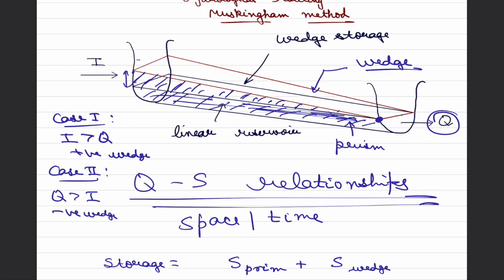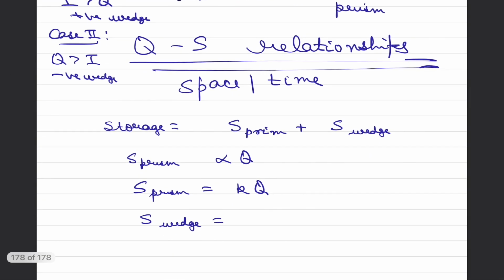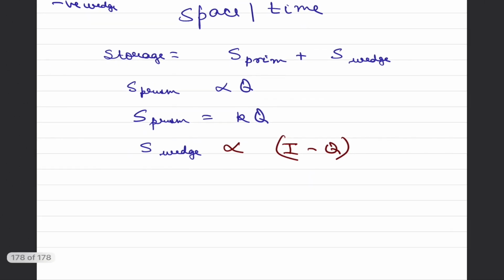Another possibility is that we may have incomplete wedges developed like this, depending upon the difference in magnitude of I and Q. So we can say that the volume of water stored in this wedge is proportional to the difference between I and Q, because it would govern how well this wedge is formed. Now, we replace this constant of proportionality with two constants, one is K, which is the same as what we used here. So let me use the same notation, capital K.